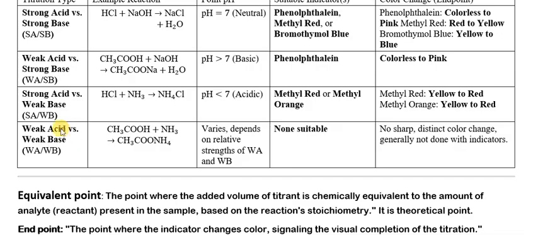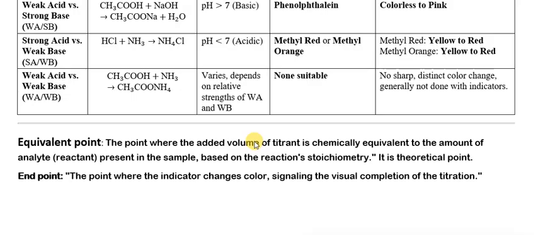Okay. Next, weak acid and weak base. Ammonia is the weak base and acetic acid is the weak acid. If a titration is carried out between these two, its end point depends upon the relative strength of the weak acid and weak base. Indicators are not suitable here. No sharp, distinct color change appears in the case of weak acid and weak base.